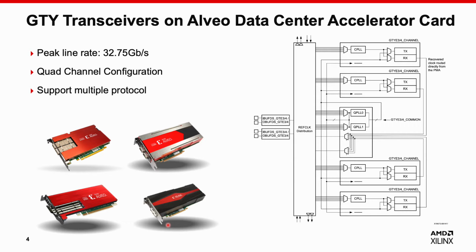The GTY transceiver is a high-speed SerDes interface providing the low jitter required for demanding optical or copper interconnects. The GTY transceiver supports multiple protocols, and the 4 bidirectional channels are grouped in a primitive. The peak line rate for the GTY transceiver is 32.75 gigabits per second. With the GTY transceivers, the user can easily implement high-speed communication ports on Alveo cards.